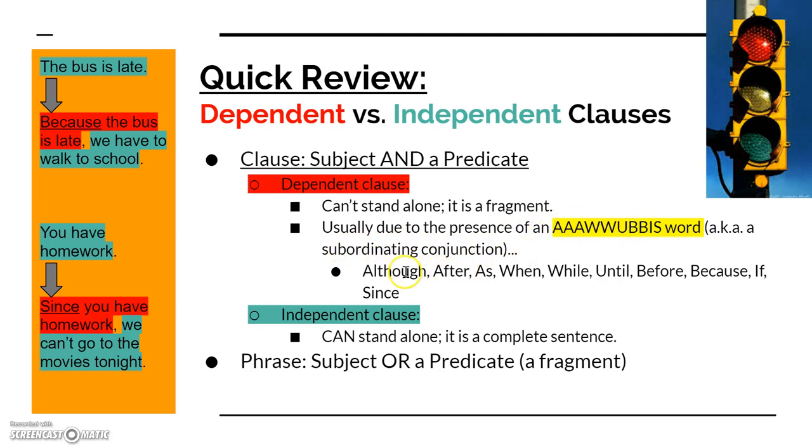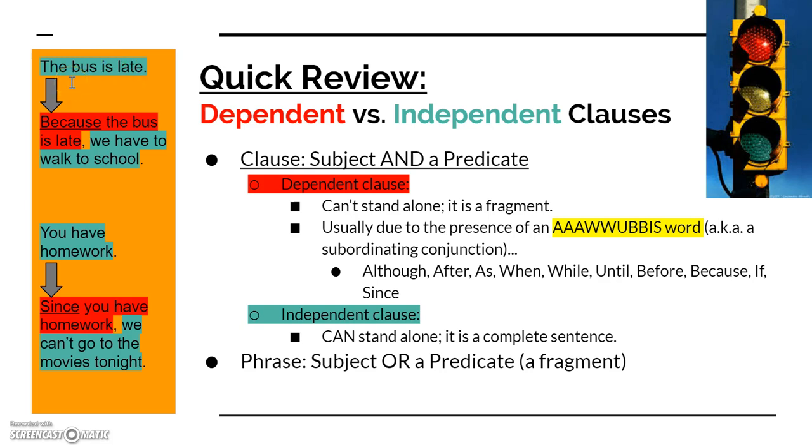AWUBIS stands for although, after, as, when, while, until, before, because, if, and since. So AWUBIS is kind of a dumb acronym, but these are the most common subordinating conjunctions, and if you see one of these in a group of words, that means that the AWUBIS word has demoted it down to a dependent clause. For example, if you look over here to the left, normally the sentence, "the bus is late," is an independent clause. That's a complete sentence. I have a subject, the bus, and predicate is late.